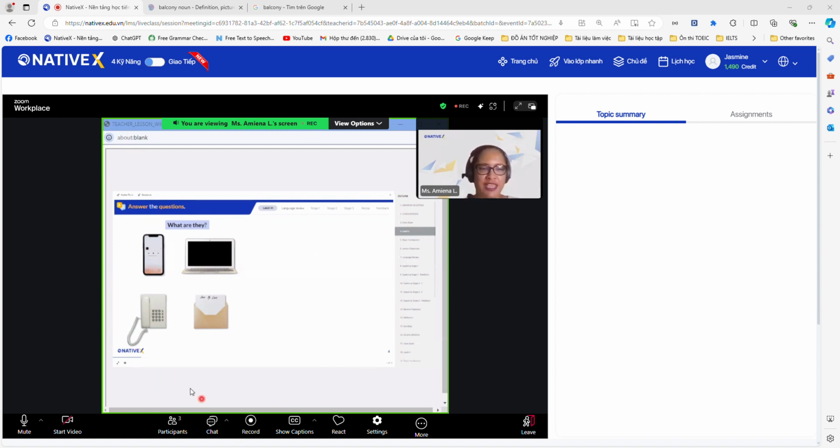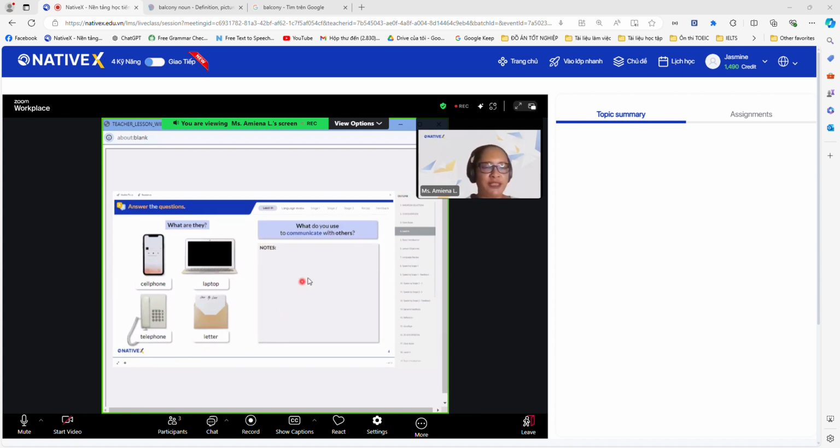Can you tell me the first picture on my screen? What is this? It is a smartphone. That's right. And the second picture? A laptop. Good. And picture 3? A phone. And what about the last one? A letter. That is correct. Very good. So it is a cell phone, laptop, telephone, and letter.